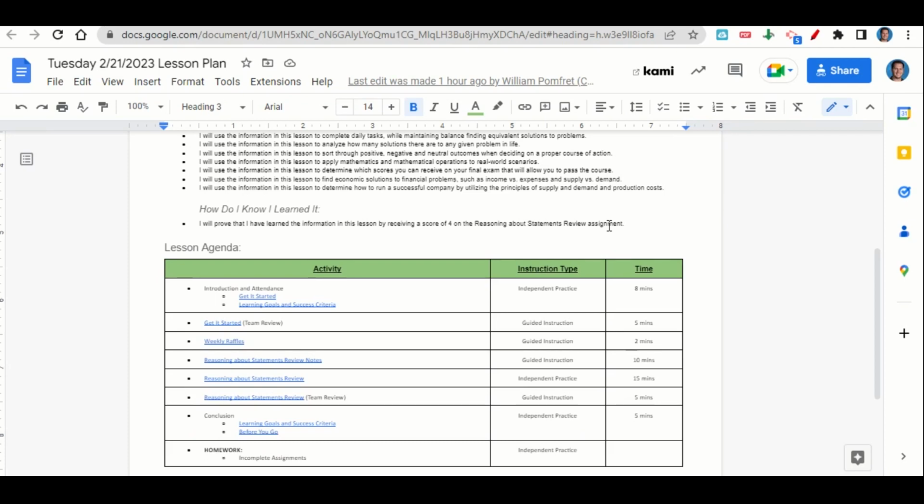After that, we'll go over the reasoning about statements review notes, and then I'll give you time to complete the reasoning about statements review assignment. Once you've completed the assignment, we'll go over it together and answer any questions that you may have. At the end of class, we'll go back over our learning goals and success criteria while you fill out your before you go. Your only homework for tonight is to work on any incomplete assignments that you may have.